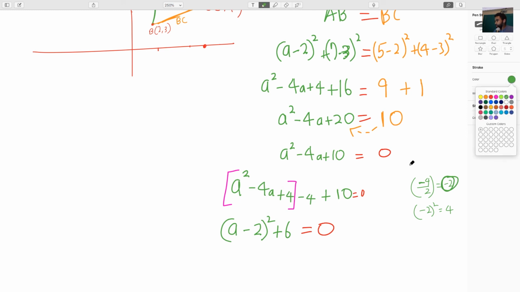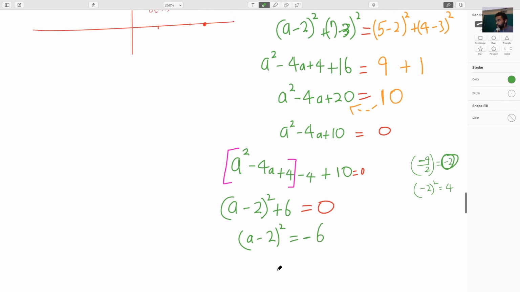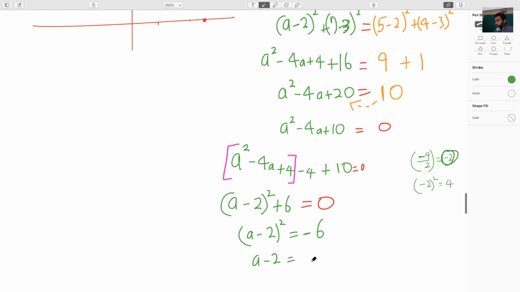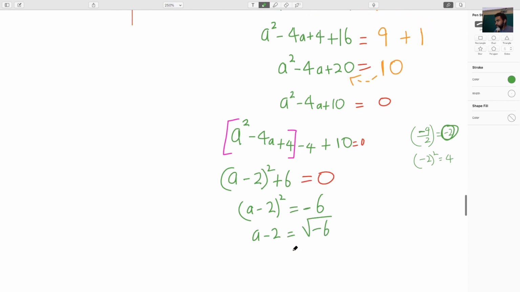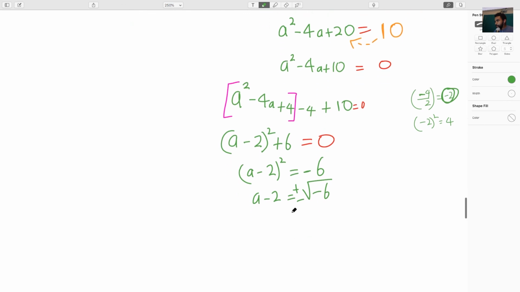So we end up with a minus 2 squared is equal to minus 6. And we take the square root. A minus 2 is equal to plus or minus the square root of minus 6. Ooh, now that looks like a problem, because you can't have roots of negative numbers, at least not at this level of math. But anyways, we finish it. So we say a is equal to root negative 6 plus 2, or negative root negative 6 plus 2. Okay, hopefully that makes sense.